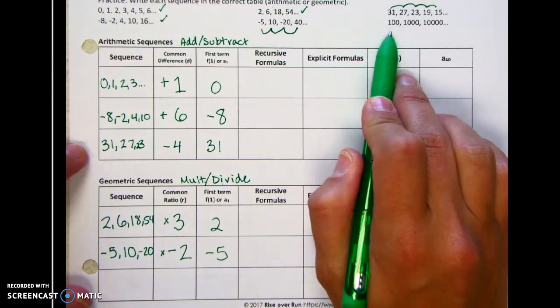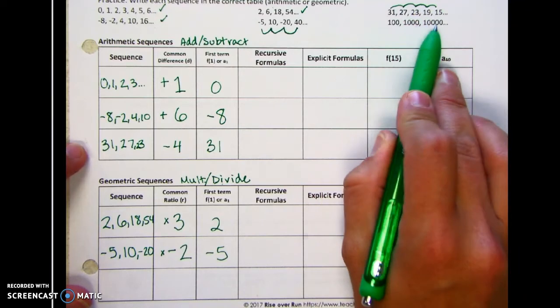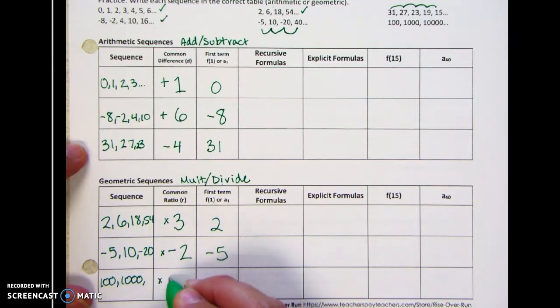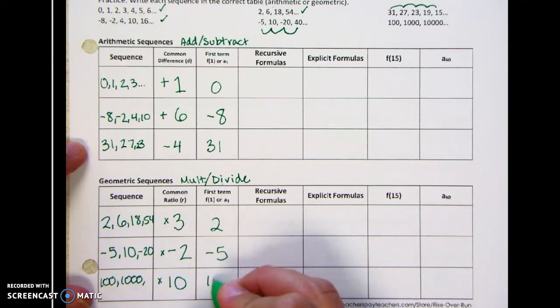So 100, 1,000, 10,000 is geometric. And what are we multiplying by each time? 10, and the first term was 100.